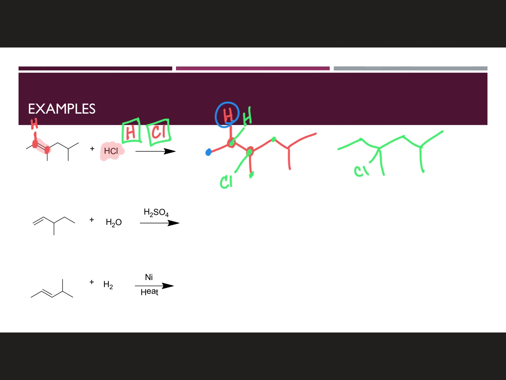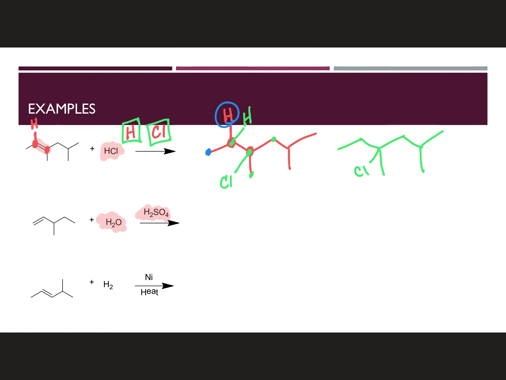If I look at the second example, now I am adding water. This H2SO4 that's written over the arrow is a catalyst. So much like with hydrogenation, where it was the nickel, palladium, or platinum, with hydration, we need to add the sulfuric acid catalyst as well. It is not part of the product. You will not see it in the product, but it does need to be there for the reaction to occur.